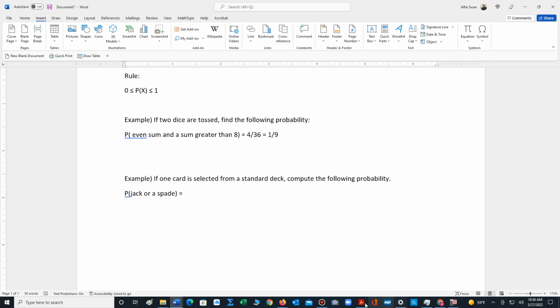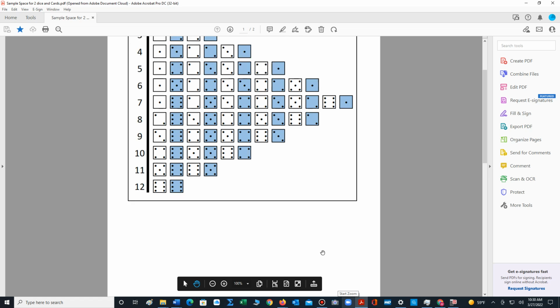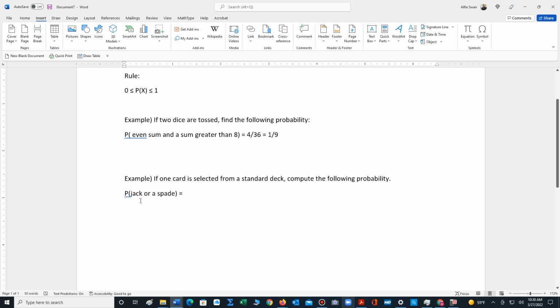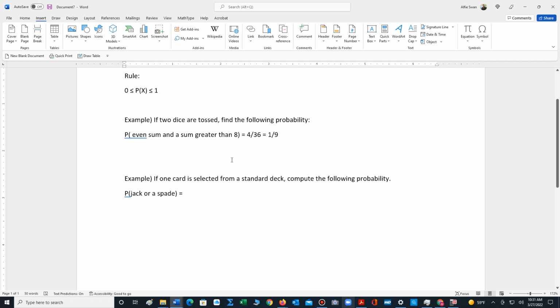Now, in the sample space that I provided, it is posted in the module just to remind ourselves. We also have a sample space of a deck of 52 cards. So let's answer this question: a jack or a spade? Well, how many jacks do we have? We have 4 jacks. 1, 2, 3, 4. So 4 out of 52.